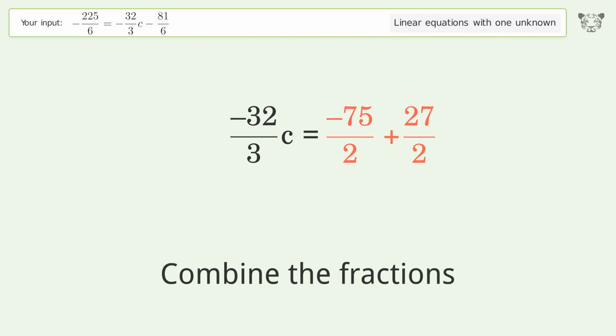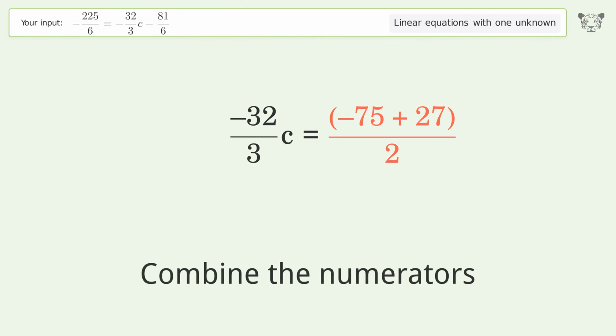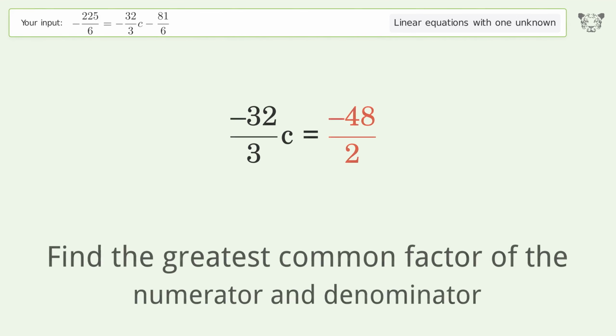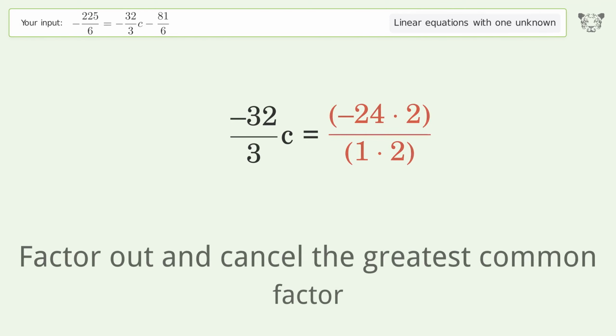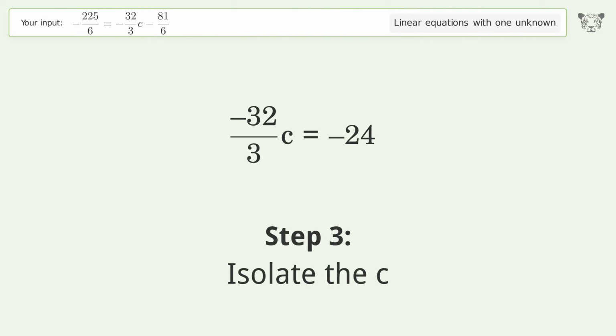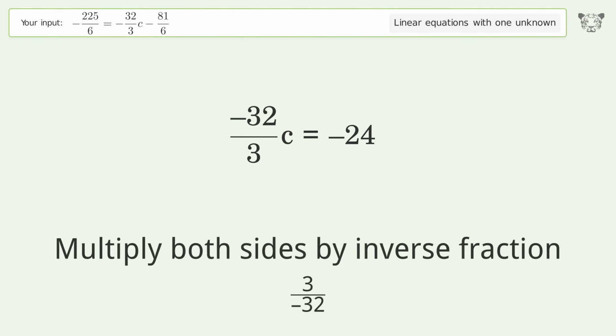Combine the fractions. Combine the numerators. Find the greatest common factor of the numerator and denominator. Factor out and cancel the greatest common factor. Isolate the c. Multiply both sides by inverse fraction 3/-32.